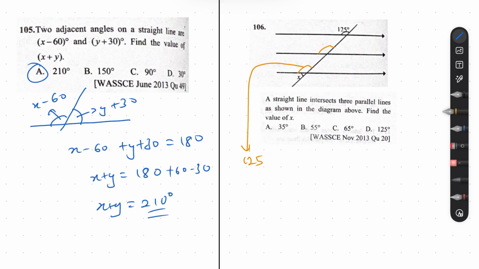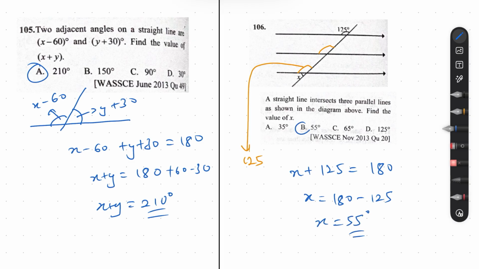So this angle here is what? 125. So now to find x, we know that the angles on a straight line add up to what? 180. So x plus this angle, which is 125, should give us what? 180. So x plus 125 gives us 180. And we can find our x to be 180 minus 125. X is 55 degrees, which is what? B.